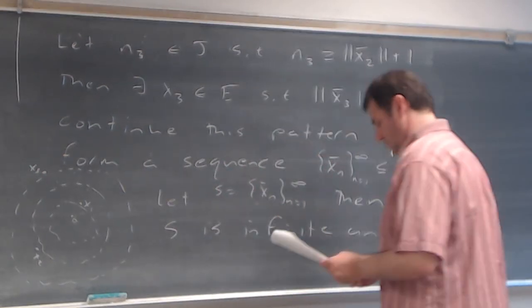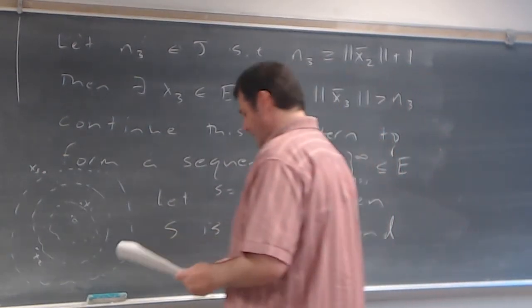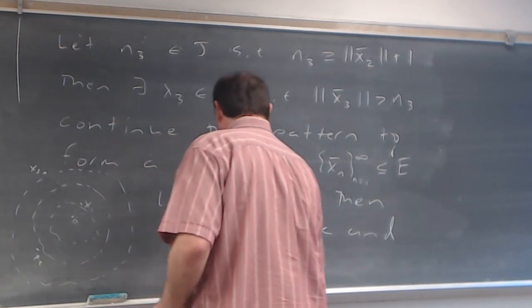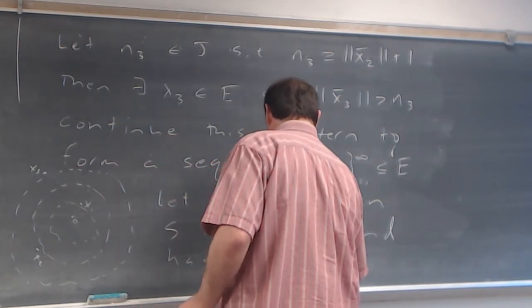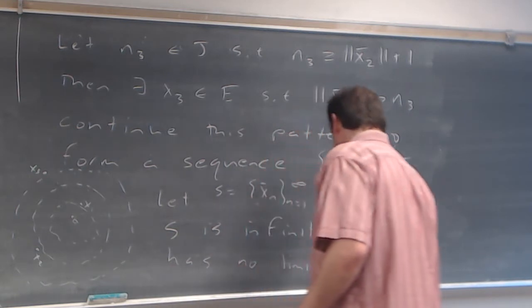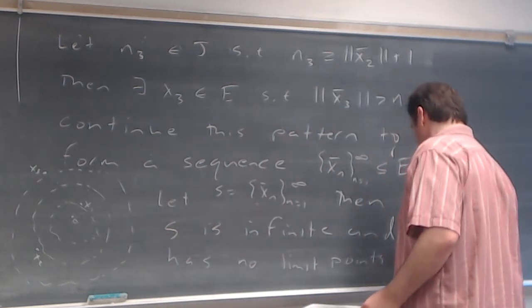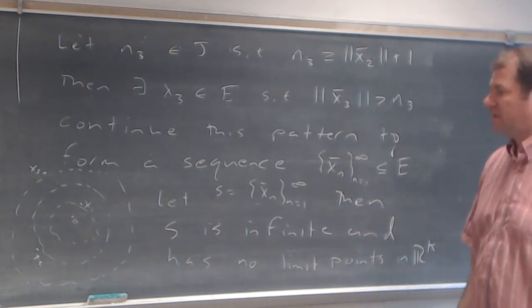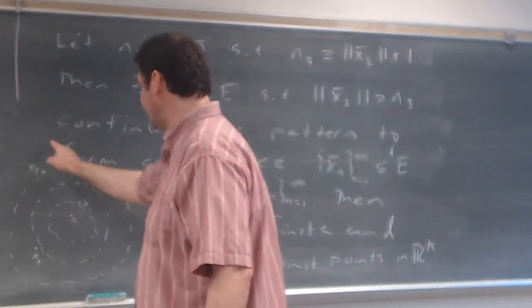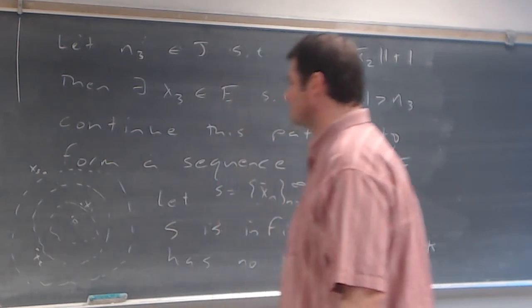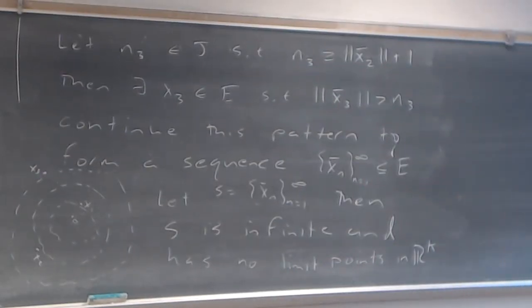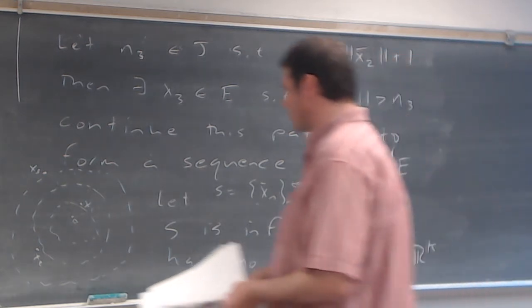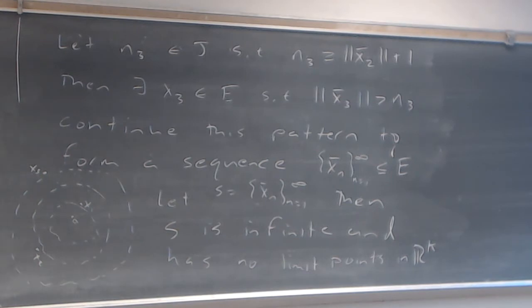And S has no limit points in Rk. No matter what points you pick in Rk, you can get a neighborhood about it that will not intersect S. And if it doesn't have a limit point in Rk, then it can't have a limit point in E.